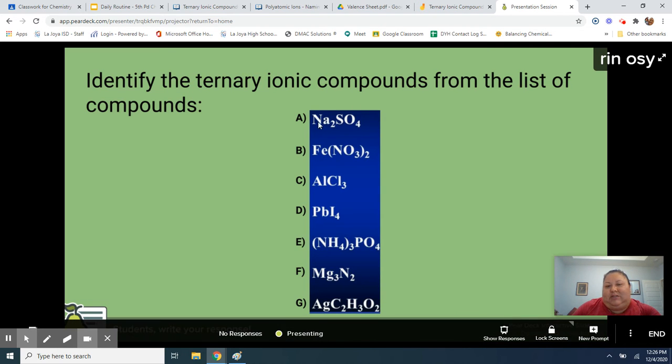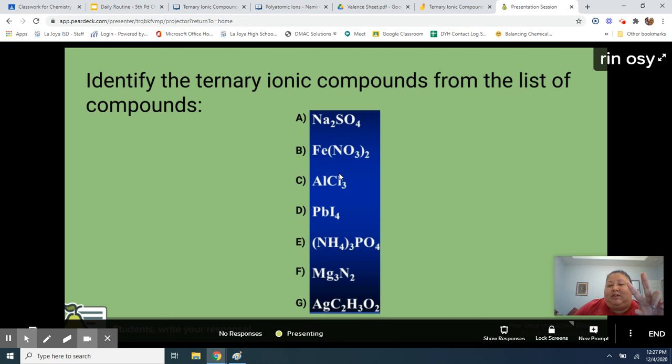Why is letter A? Well, because you got sodium, sulfur, oxygen. That's three elements. B, you got iron, nitrogen, and oxygen. Again, three elements. And then over here towards the bottom, letter E's got nitrogen, hydrogen, phosphorus, and oxygen. That one actually has four. And then the last one that they said was G. We got silver, carbon, hydrogen, oxygen. Again, we're talking about four elements on that compound. All of those are ternary. Letter A, B as in boy, E, and letter G as in girl.